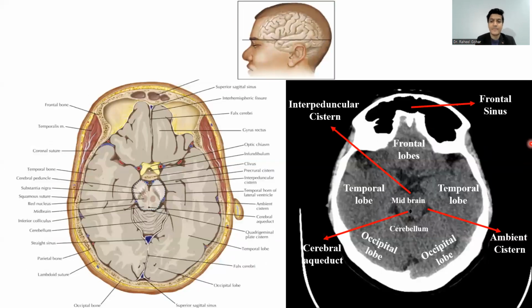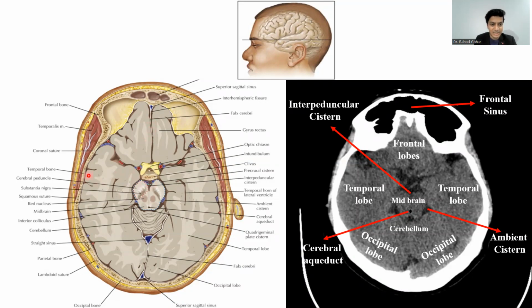Let's move forward. Now we have taken a section from here, going through the superior orbital plate of the orbit. This is the frontal lobe, this is the temporal lobe, and finally the occipital lobe, and in the center we will see the cerebellum. Again you can see this is the frontal lobe. Here in the center is the falx cerebri, the dural fold which was dividing the frontal lobes.